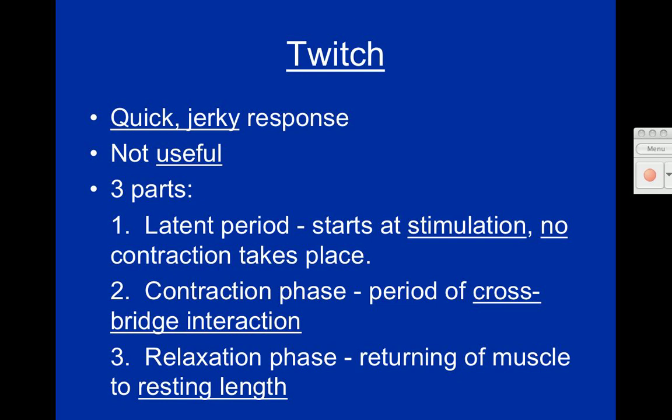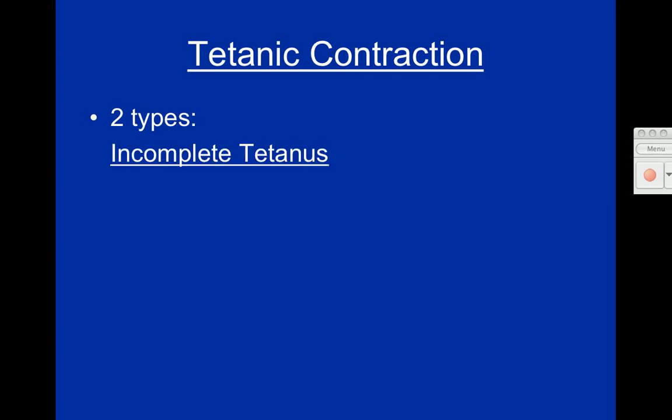Now what we can do is take this simple twitch and turn it into something useful. To do that, we're going to create something called a tetanic contraction. We have two types of tetanic contractions: incomplete tetanus and complete tetanus. Please do not confuse this tetanus with the disease called tetanus. This is not harmful at all. In fact, as you're sitting there writing, you're actually using tetanic contractions. We will talk about the disease of tetanus here in a minute.